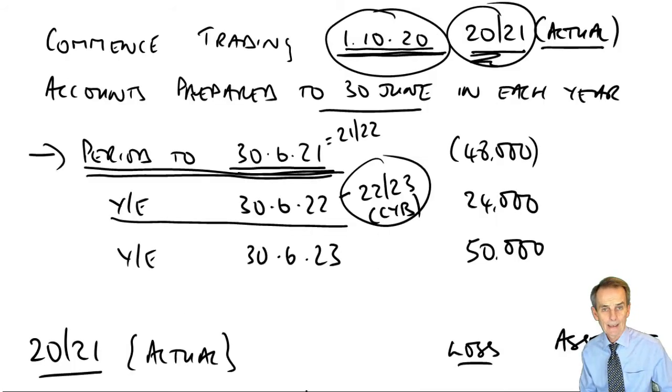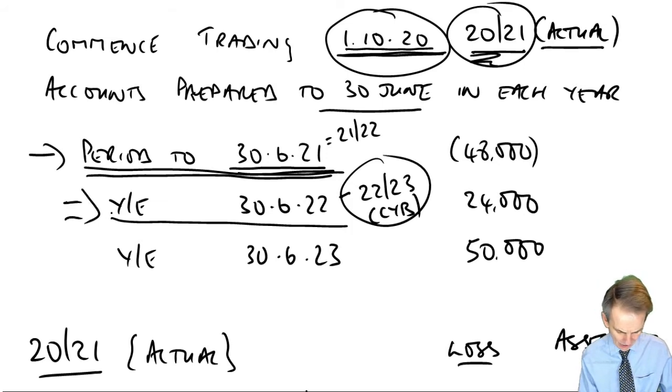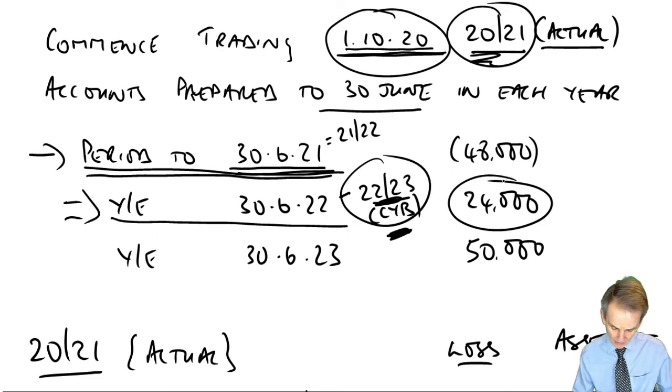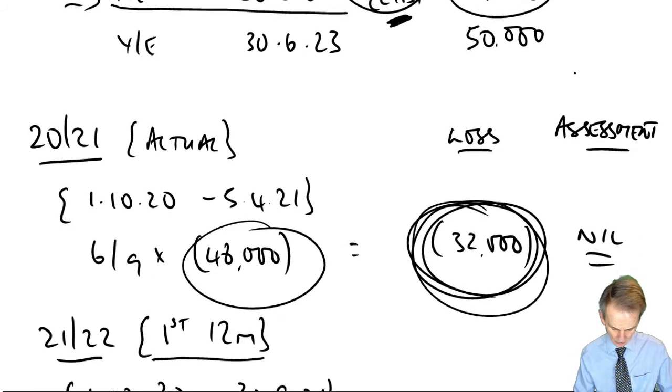Well, let's see how you've got on. Getting the assessment for the 22-23 tax year shouldn't have been a problem at all. We already know it. On first reading of the question, we picked up that the first full year end that we had was the year ended 30th of June 22. Therefore, using CYB, that would be assessed in the tax year 22-23. The point that is at issue here is that we are now assessing all of that £24,000 worth of profit. All of it.